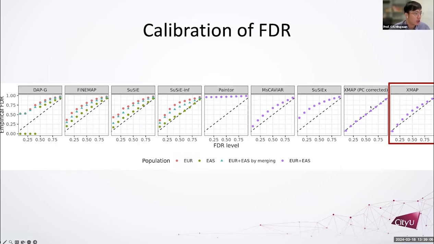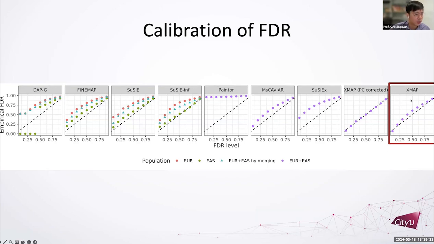So here's the FDR control. The second to the last is XMAP with the summary statistics that already account for the PCs. In that case, XMAP is well calibrated, and this is the ground truth that we compared with. In practice, the confounding covariates may not be observed, so they will not be adjusted in the marginal regression.